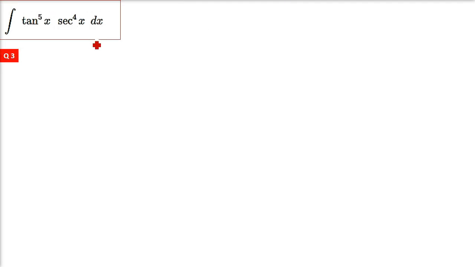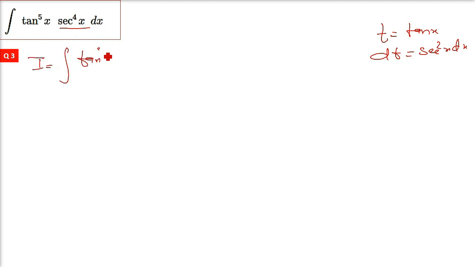Now again, this question also has nothing other than what we have done in the previous two questions. If we place t equals tan x, dt by dx is sec square x, so dt will become sec square x dx. So we need to separate these two terms. The sec raised 4x is divided into two terms. So tan raised 5x, and sec 4x is sec square x into sec square x, and we have this sec square x as 1 plus tan square x.